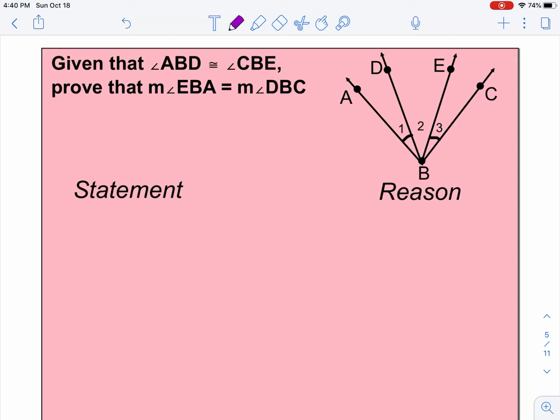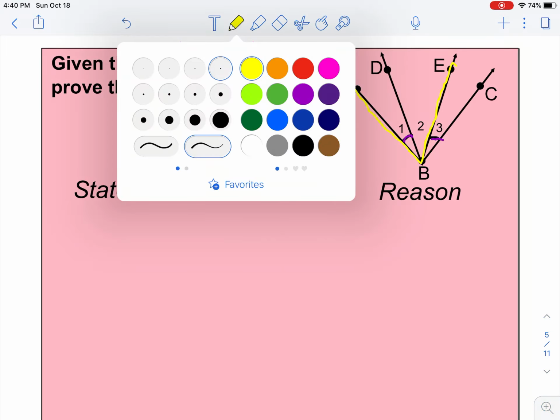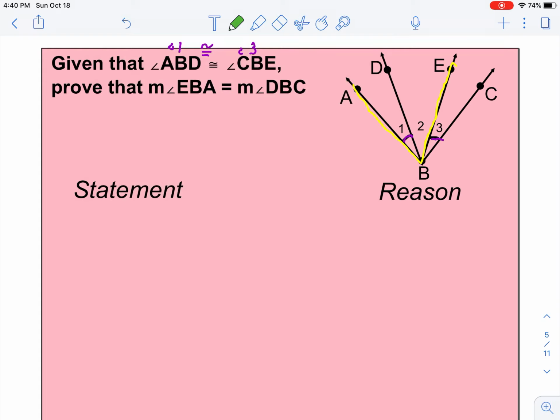Again, I'm going to call this given statement, just for simplicity, that angle 1 is congruent to angle 3, because that's just going to help us with not having so many letters to keep track of. So that's what we've been given here, that these angles are congruent. We just did overlapping segments, so maybe this will be helpful now that we're doing overlapping angles again. What we are supposed to try to prove is that angle EBA is congruent to angle DBC.